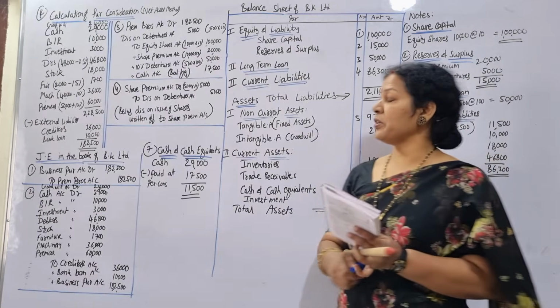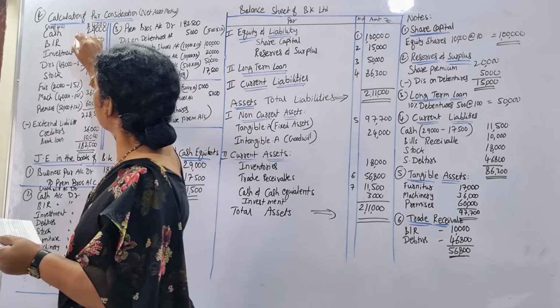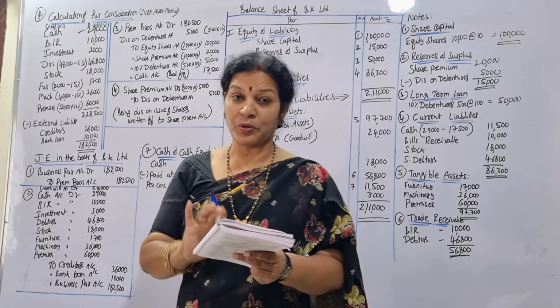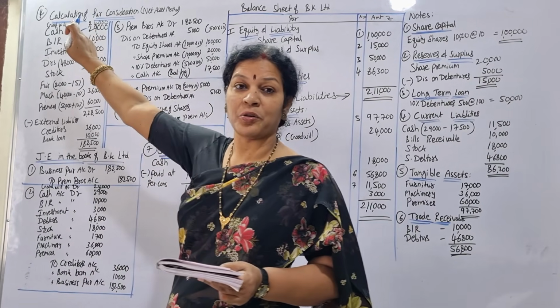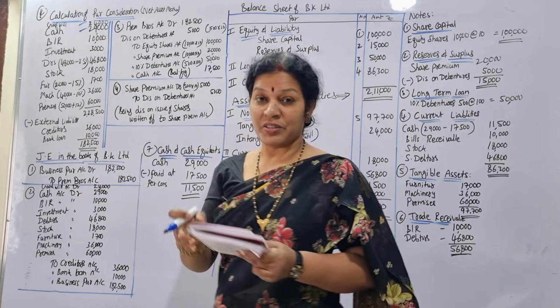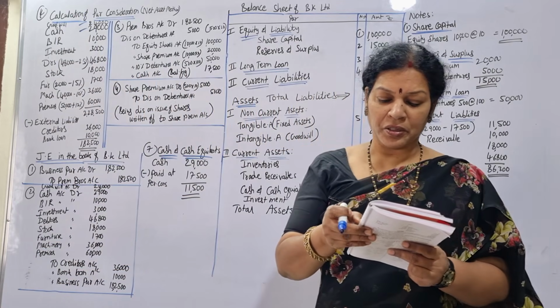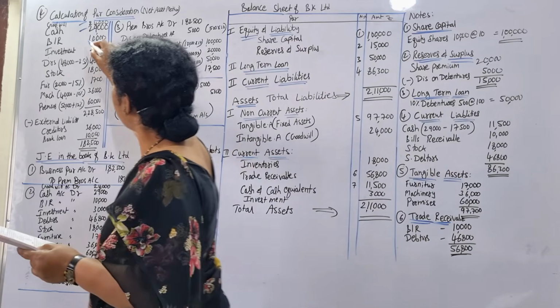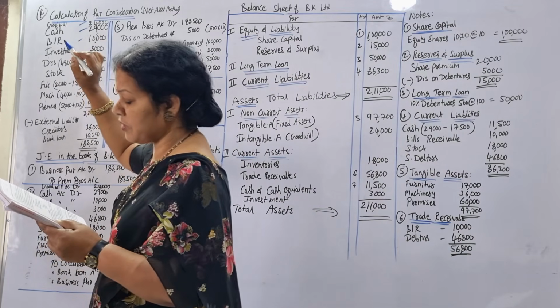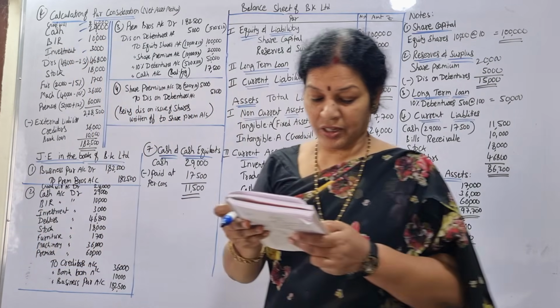Cash is as it is, 29,000. Goodwill, don't forget, so that is why I have written it on the top, which is given in the adjustment. Now coming to the assets: cash as it is 29,000. Bills receivable 10,000. The next, investments 3,000. Then debtors, where an adjustment is there.